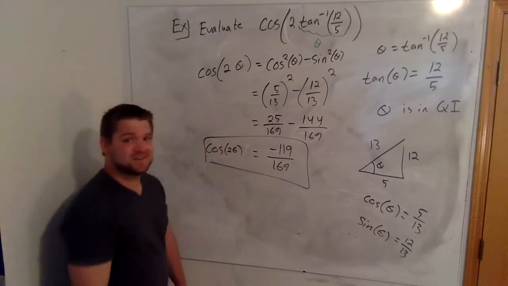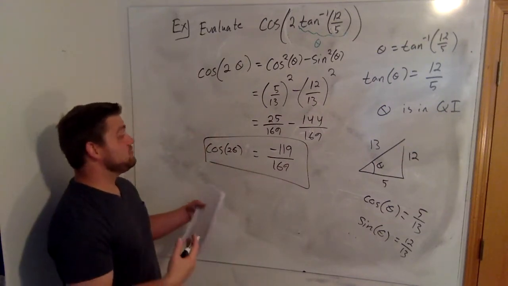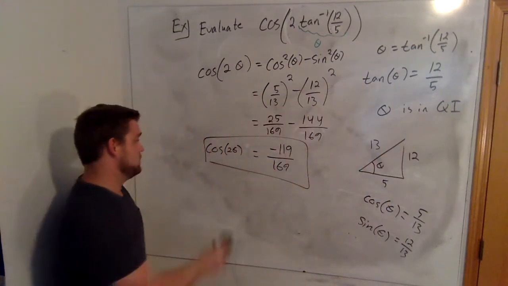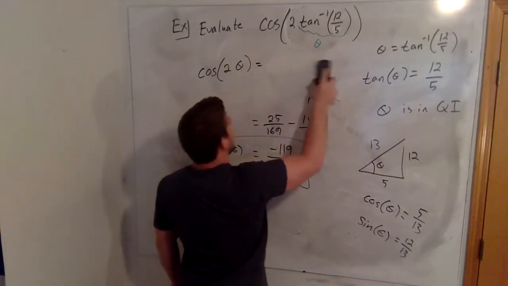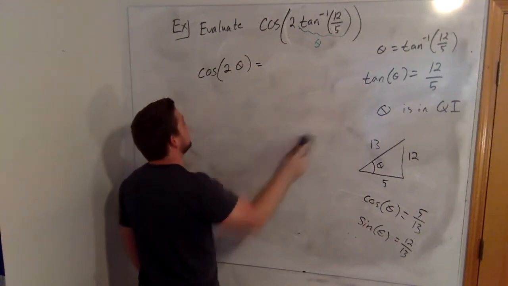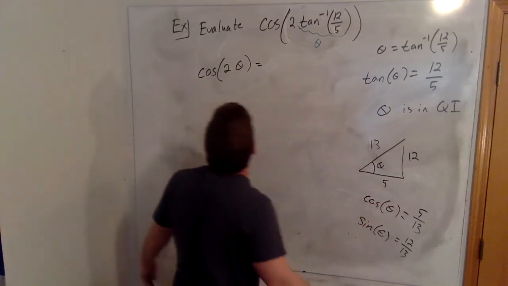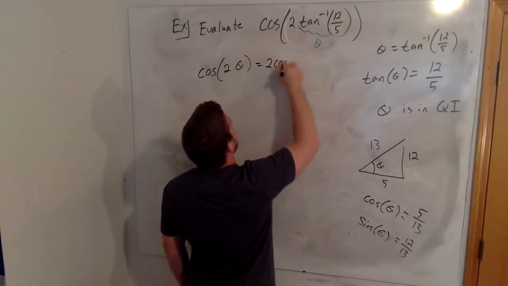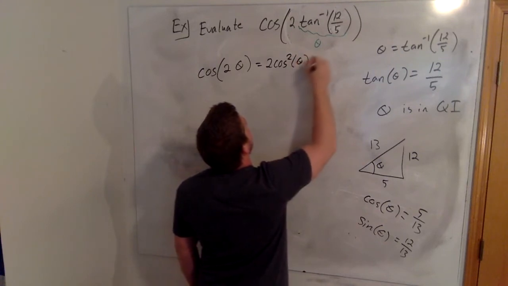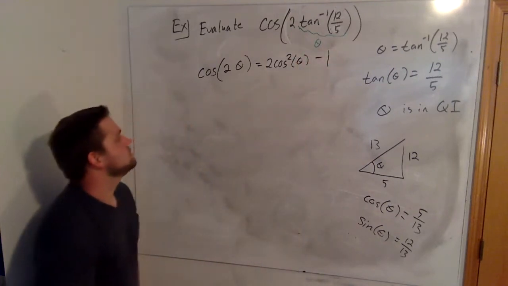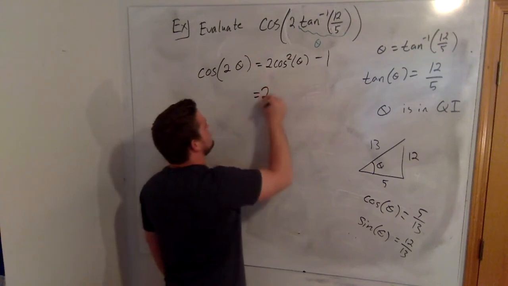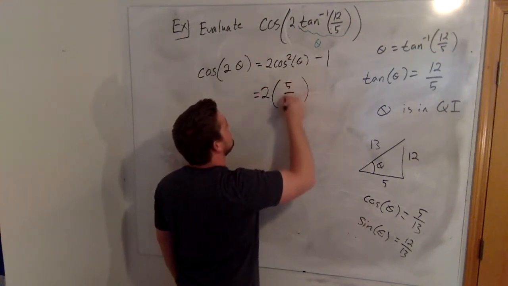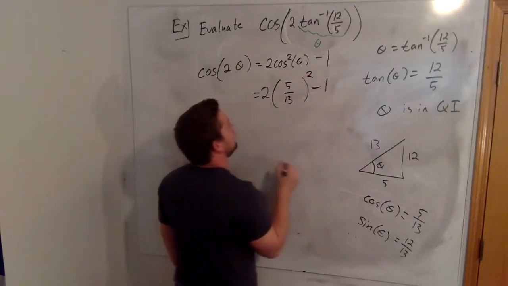Okay, for fun, how about we do this problem with a different version of the double angle formula for cosine, just to see that we're going to get the same thing. Just a fun exercise. What if we do the one with cosines? So 2 cosine squared of theta minus 1. Okay, so what are we going to get here? This is 2, well, cosine is 5/13, minus 1.